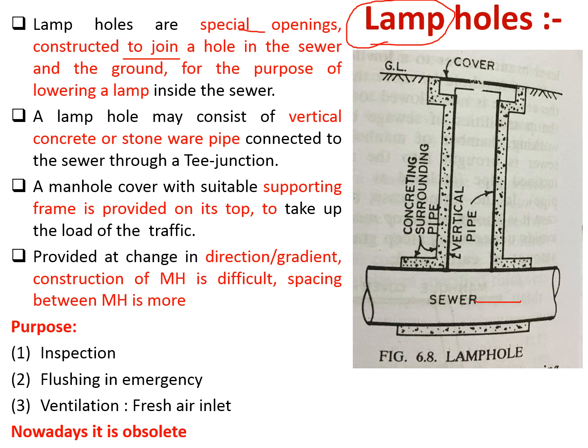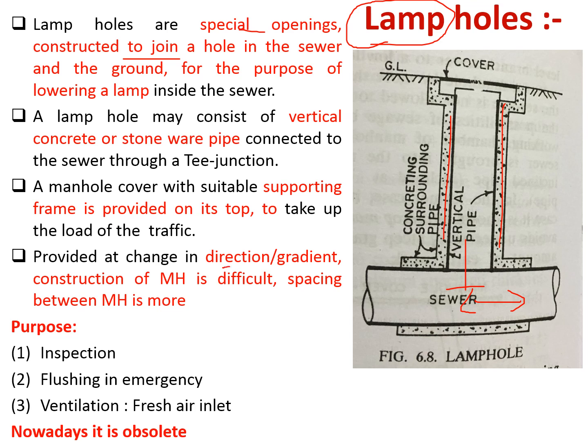So this is your sewer, and this is the hole that is to be made, and the lamp hole may consist of vertical concrete or stoneware pipe, and generally it will provide like a T structure. So basically a manhole cover is provided at the top to take the heavy traffic and provided at change in the direction. Similarly, when manholes are not possible to construct, generally they are provided.